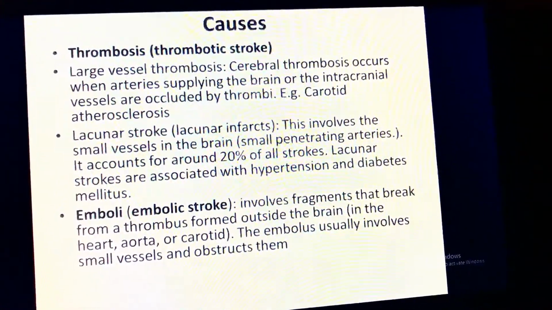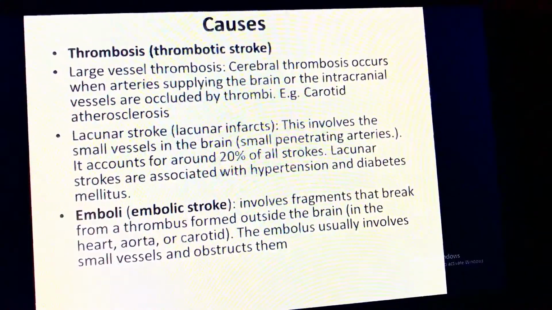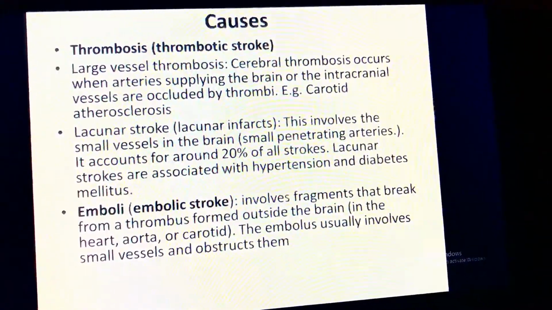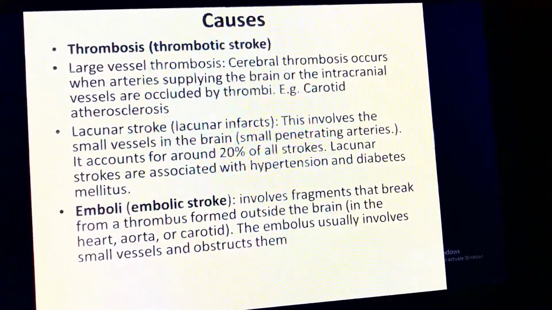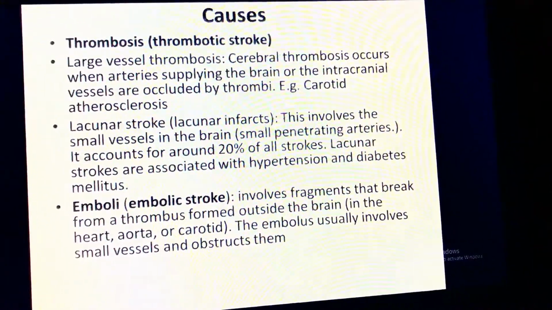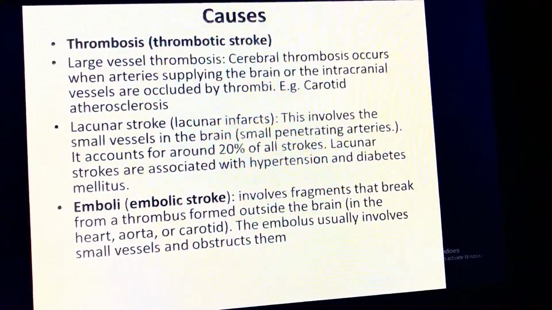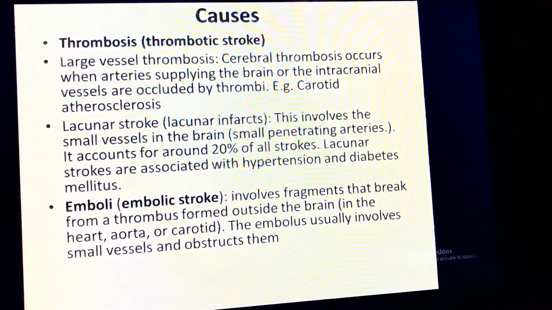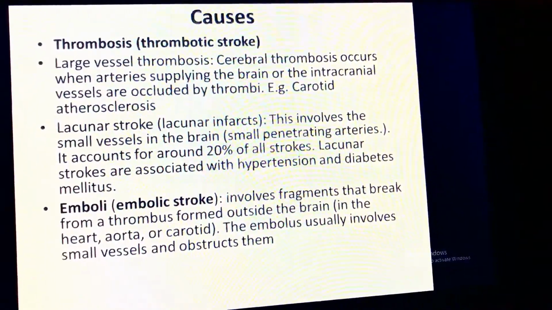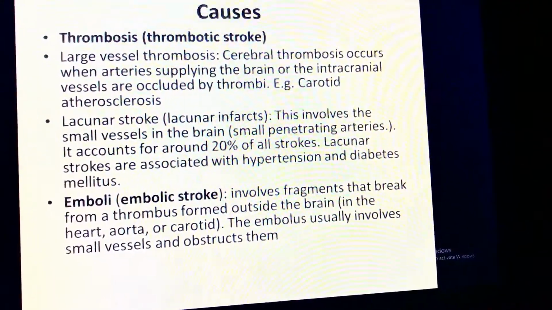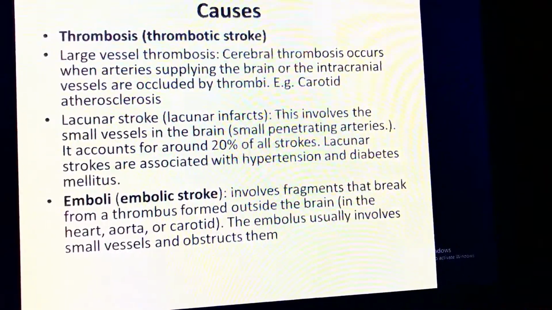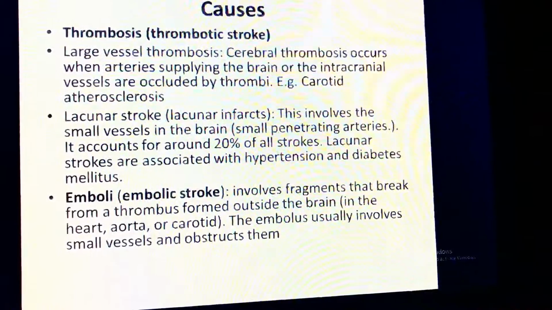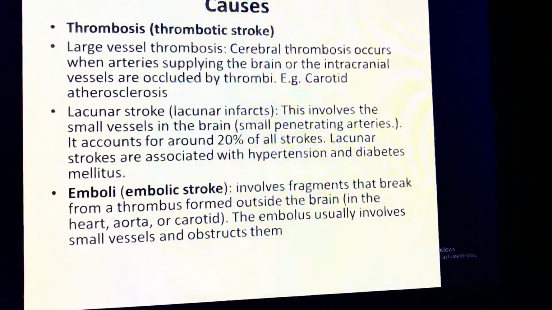It will be lacunar stroke when the clot involves the small vessels, while it will be thrombosis when we call it large vessel thrombosis. Large vessel thrombosis involves a large artery supplying the brain. But when it is small vessels, it will be called lacunar stroke.